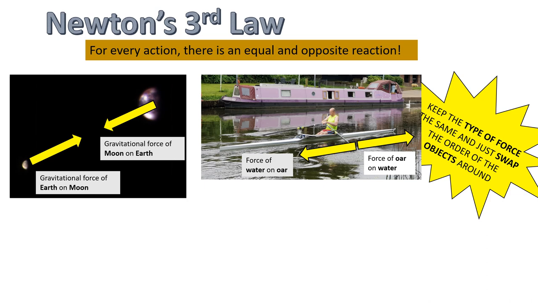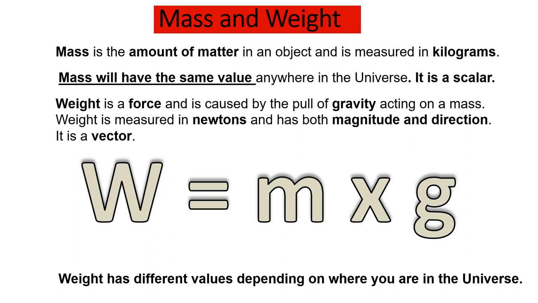Strangely, there's the Earth. The Earth exerts a gravitational force on the Moon, but equally, the Moon exerts a gravitational force on the Earth. That's why we get tides and things. Rowing's a really good example, why boats move in water. So this bloke is pushing a force on the water. So there's a force from the water on the oar, and there's a force of the oar on the water. There's a lot of water, so it tends to look like the boat that's moving, which is the case because the boat has smaller mass.